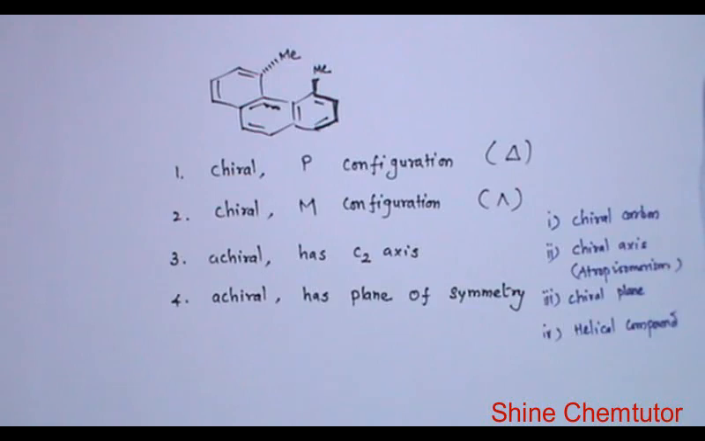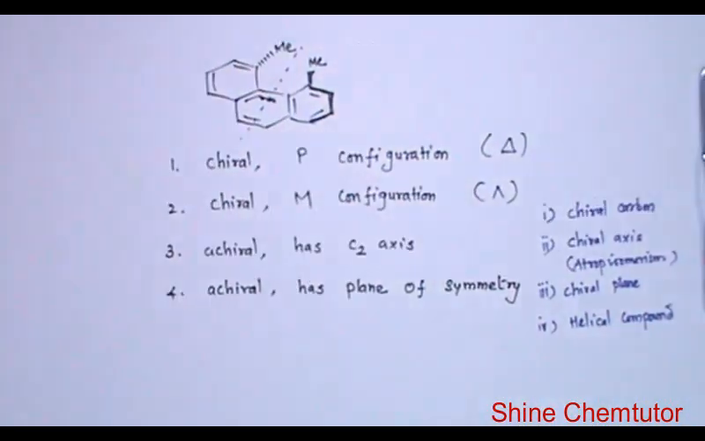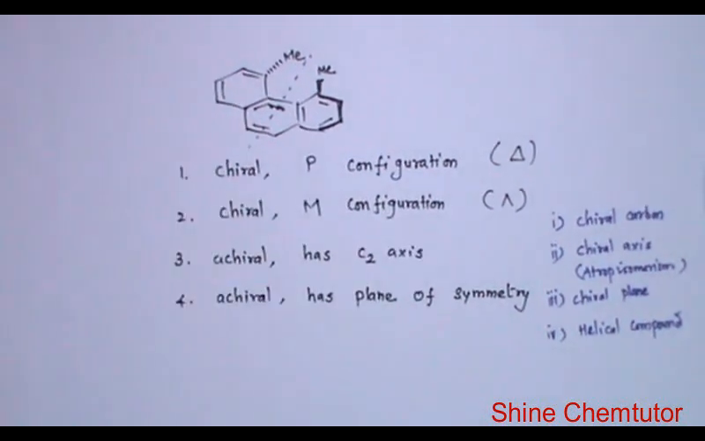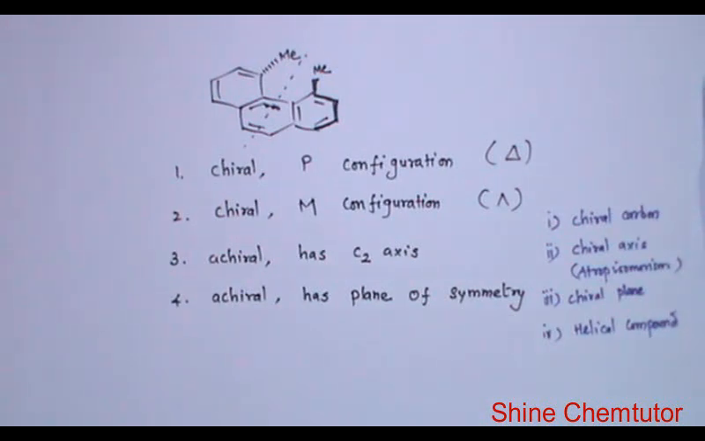If it is a planar molecule, then it will be optically inactive because it has plane of symmetry, and the plane of symmetry will be here, provided all the carbon atoms and methyl groups, they are in the same plane. But since they are in different plane, there is no plane of symmetry and it becomes optically active.